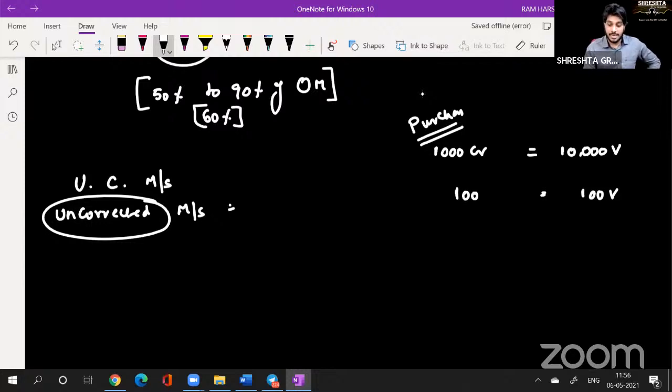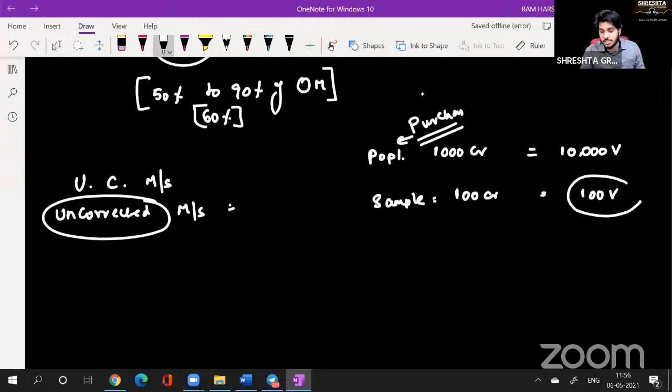Generally, we take sampling in a very scientific method. So though we select fewer samples, the value will be bigger. So this is the purchases population, and what I select is the sample. The sample number of vouchers I have selected is 100. The total value is 100 crore, let us assume. Now I have verified all these 100 vouchers.